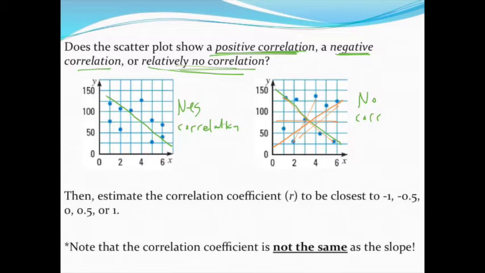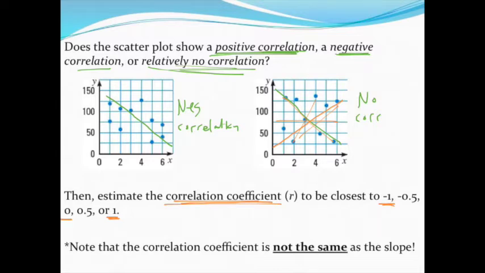The next step of this was to estimate the correlation coefficient. This is that R value. We have 5 choices to pick from. We have -1 or +1. That would mean you have an almost perfect fit. Your points are almost in a perfectly straight line, either increasing with a positive correlation or a perfectly negative correlation.